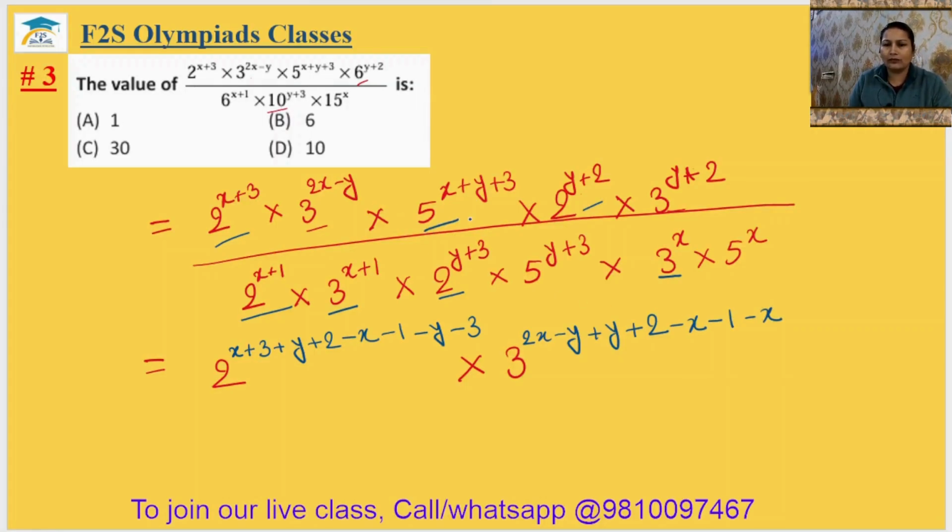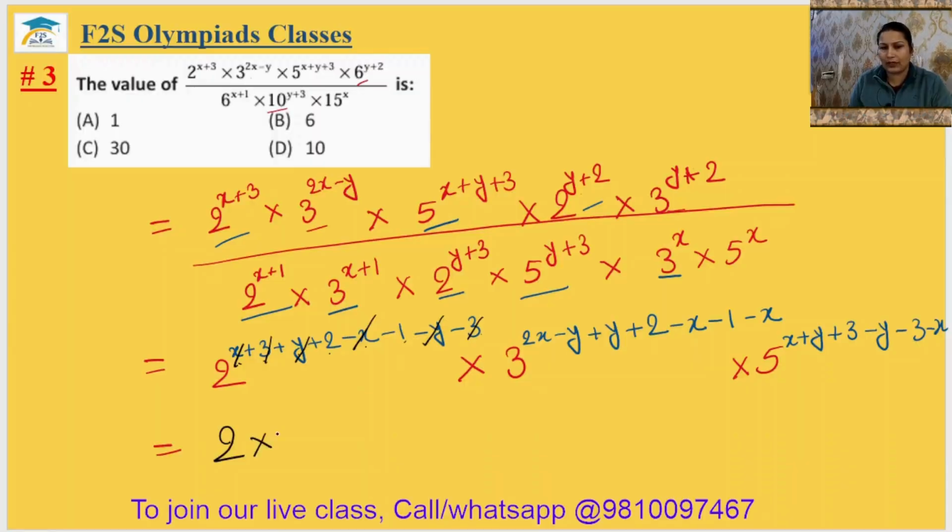Now we have base 5. Okay, so just write multiply by 5 to the power x plus y plus 3, and again here, minus y minus 3 minus x. Now check it, see which will cancel out. Actually here it is x plus x and minus x. X cancels out, plus y minus y cancels out. Now we have plus 3 minus 3 cancel out. We have plus 2 and minus 1, so 2 minus 1 will be 1 only.